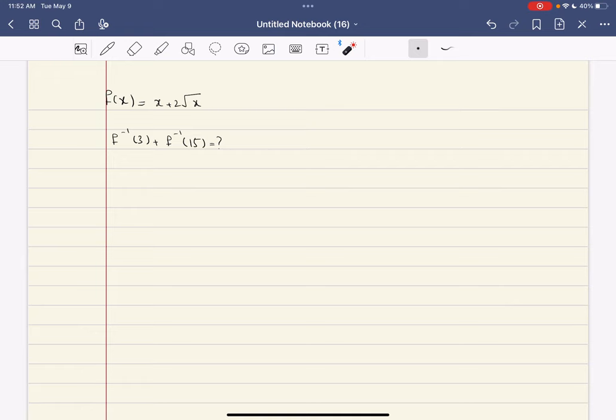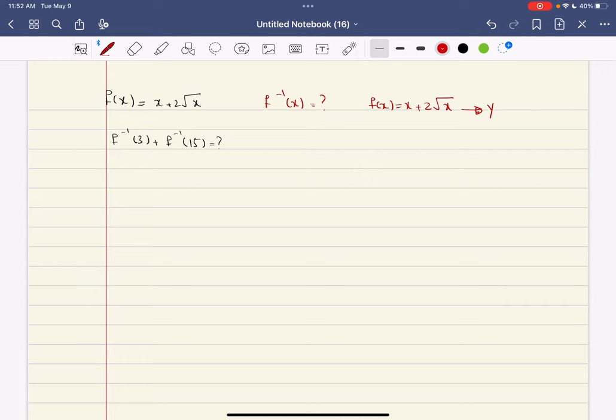Thank you very much. So the question here is asking us to find the inverse of f at 3 plus the inverse of f at 15. And f(x) is x plus 2 times root x. So we need to find the inverse of f(x) first. What is it? So f(x) is equal to x plus 2 times root x.